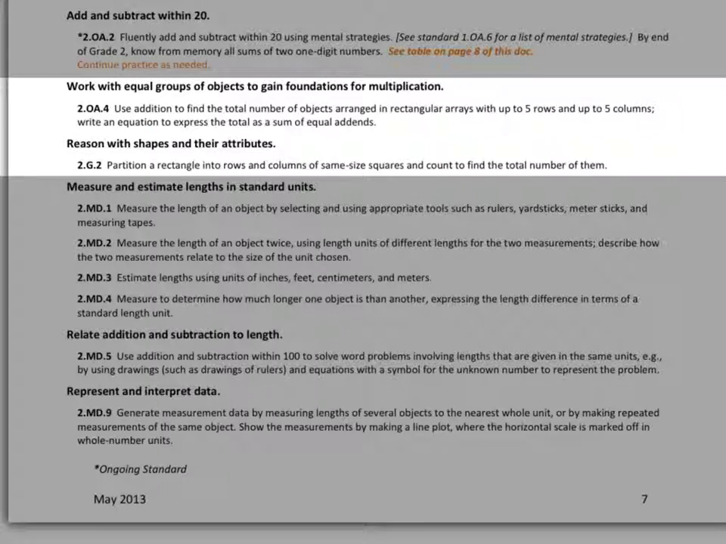In addition to the ongoing standards in Unit 4, second graders will also work on foundational ideas for multiplication as well as measurement and data. Standard 208-4 does not call for the introduction of the multiplication symbol, but instead focuses on repeated addition. It would be appropriate to use the language groups of when describing the repeated addition equations. For example, 5 plus 5 plus 5 plus 5 could be described as 4 groups of 5. This will provide students with the foundation needed to make sense of multiplication in third grade.